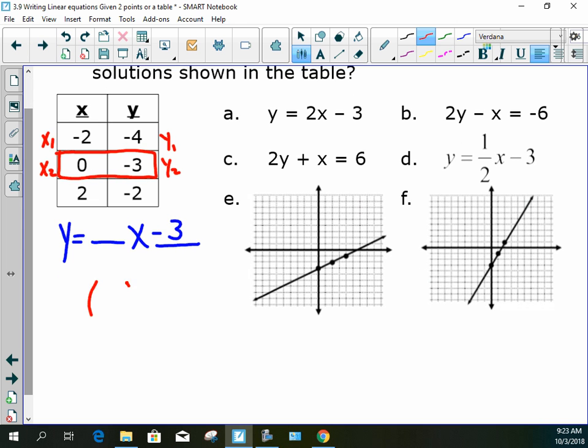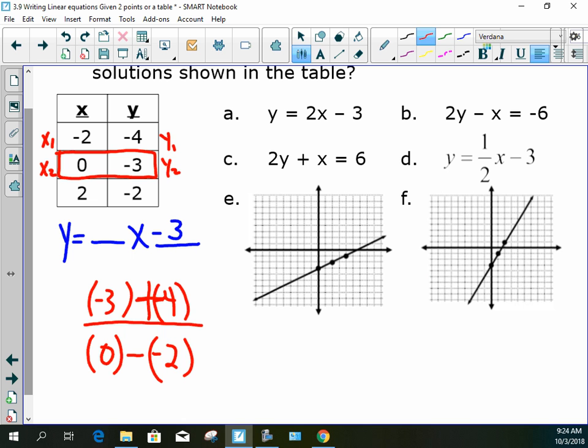So I do this. Y2, negative 3, minus Y1, which is negative 4. So that becomes a plus. X2, 0, X1, negative 2, so this becomes a plus. So I get, what do I get? Negative 1 over 2. So my slope is now 1/2.